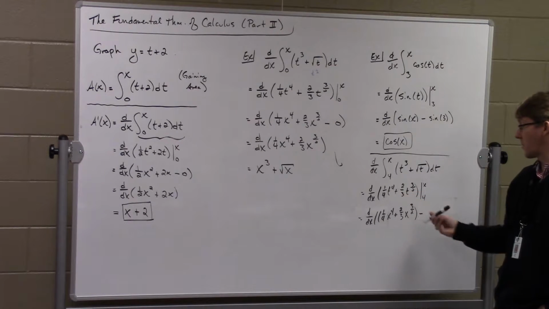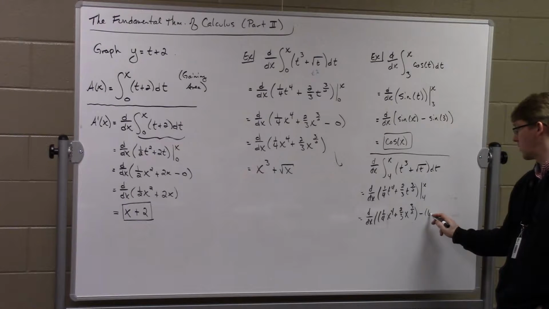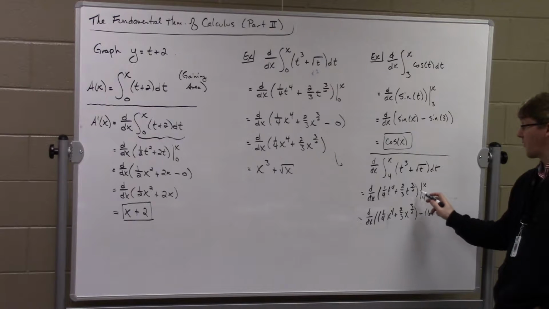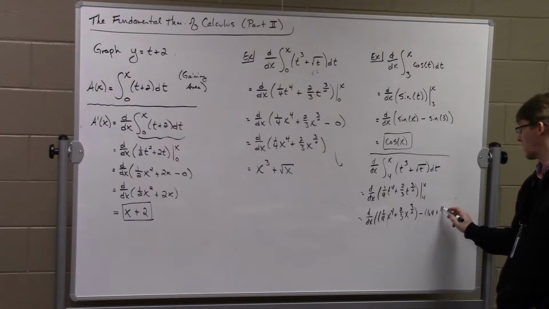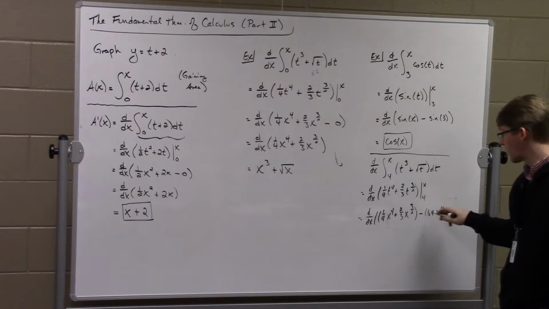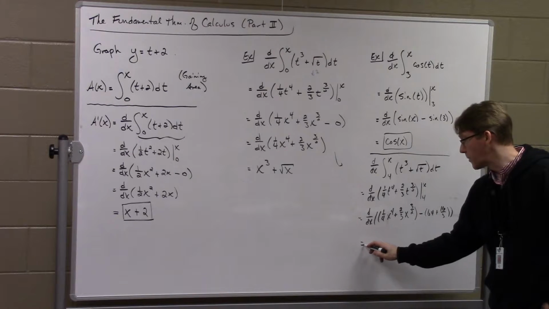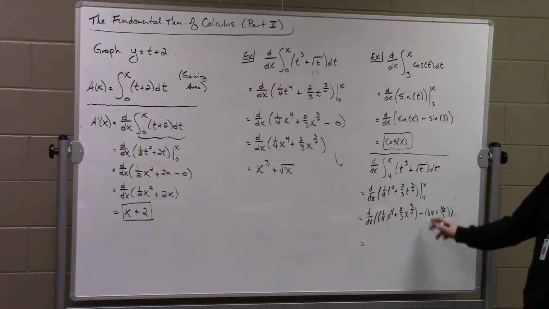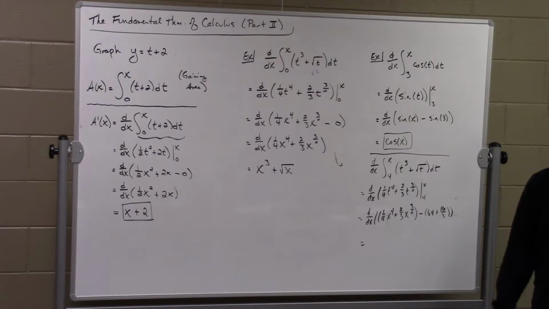4 to the 4th divided by 4 is really 4 to the 3rd. Plus, the square root of 4 is 2, 2 cubed is 8, so 16/3. I'm not even going to bother putting these two things together because when I take a derivative, they're both just a number, it's gone.